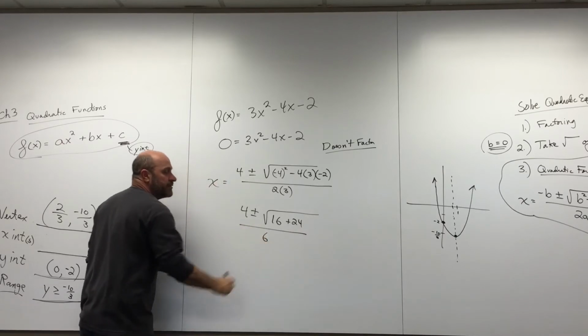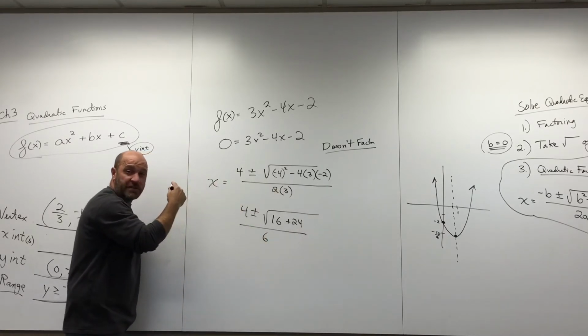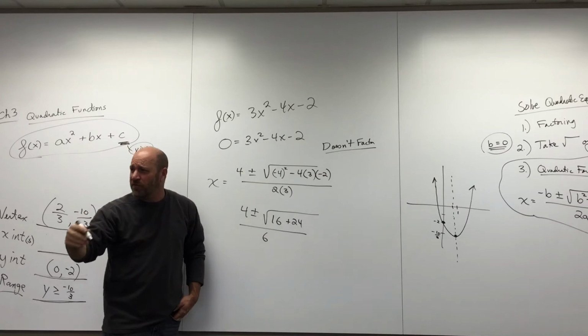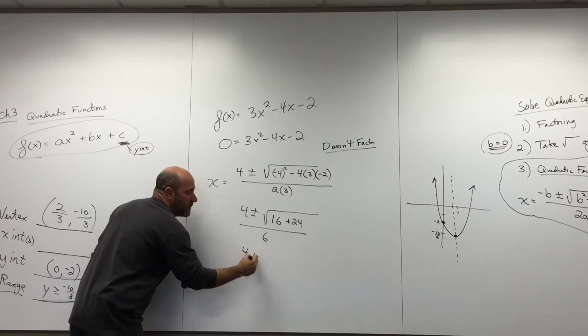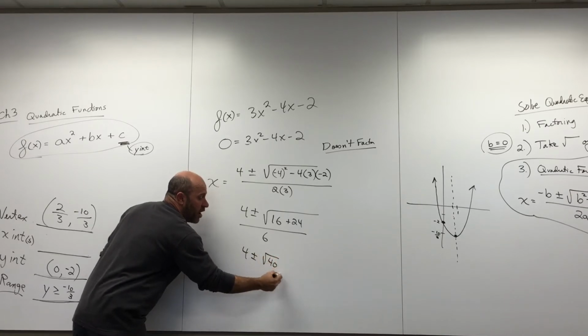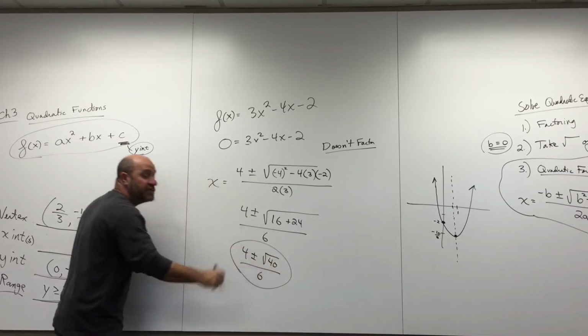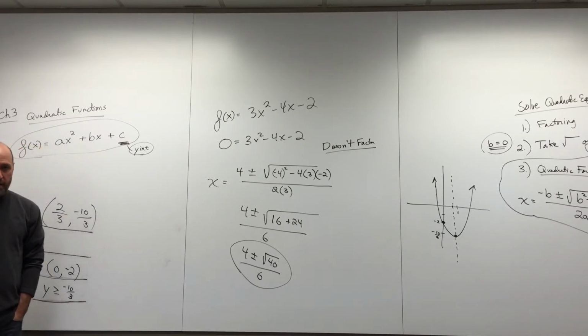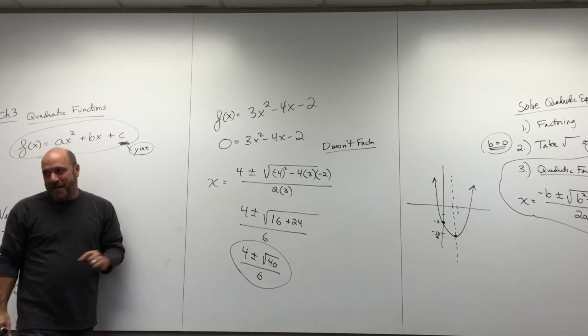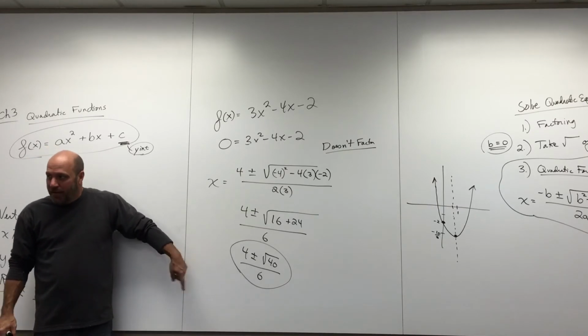All over 6. It is all over 6. Some people just put part of it over 6. The whole thing's over 6. What is 16 plus 24? Square root of 40, all over 6. Look, those are the answers, you guys. I'm pretty happy you got here.